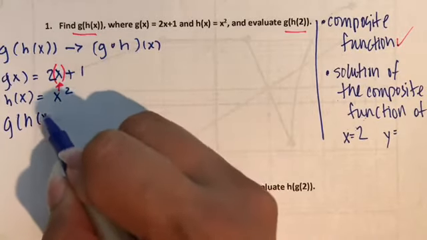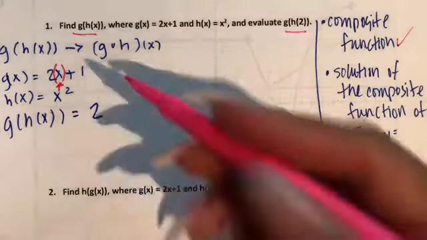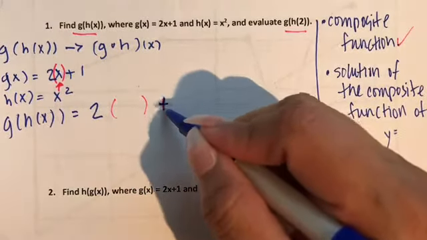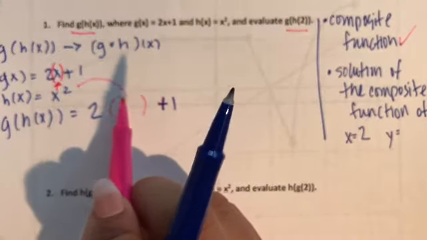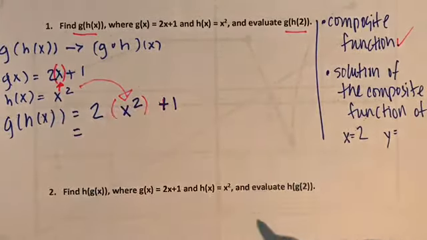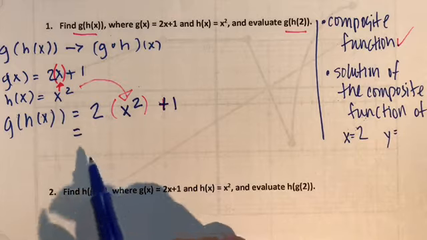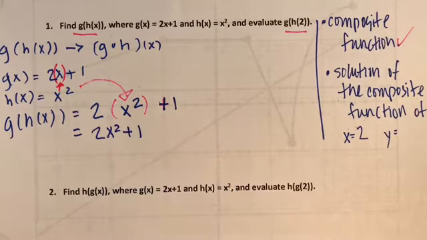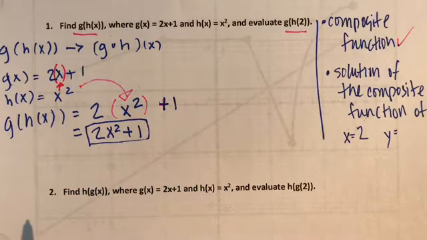G of h of x equals 2 parentheses plus 1. I'm going to fill it with the x squared. Now I'm going to simplify. So once you simplify, you're going to say 2 times x squared, which is 2x squared plus 1. And that is my first solution. That is the composite function.